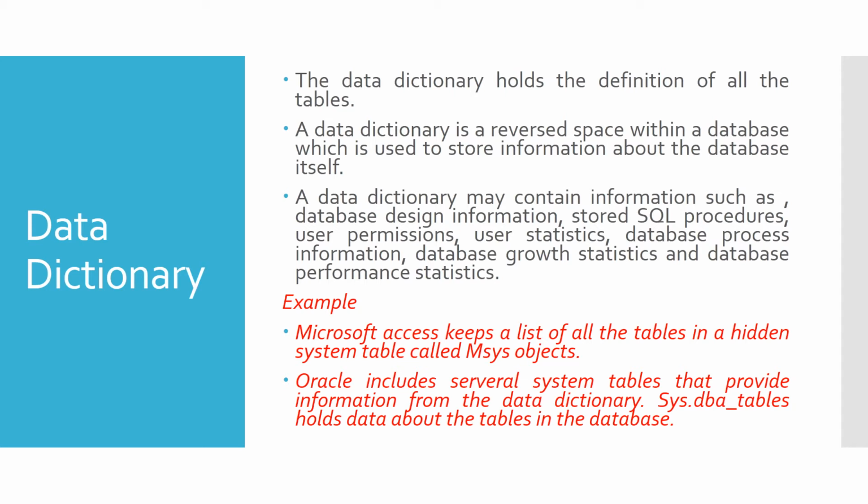For example, Microsoft Access keeps the list of all the tables in a hidden system table called MSysObjects. Oracle includes several system tables that provide information from the data dictionary. sys.dba_tables holds the data about the tables in the database.